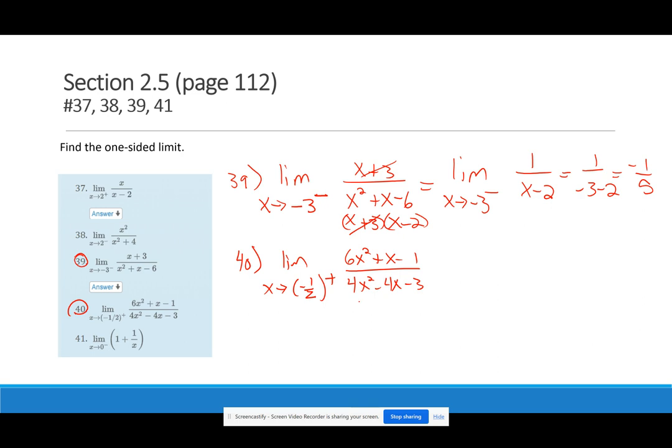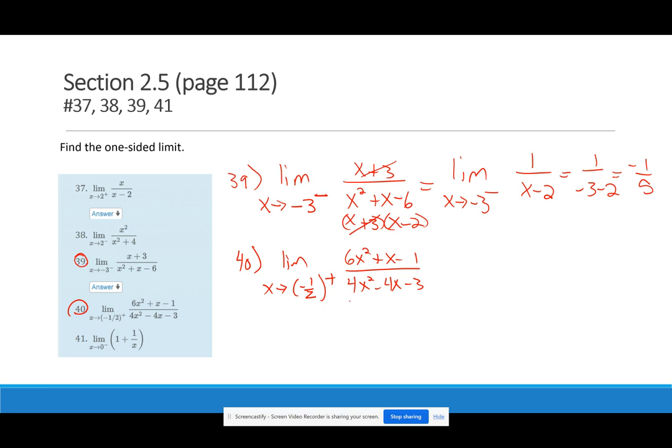So I'm going to think about that negative 1/2 going in there. I would get 4, negative 1/2 times itself would be 1/4, minus 4 times a negative 1/2 minus 3. So this would be 1 plus 2 minus 3. And there's that trouble spot, that 0 in the denominator. Okay, so let's try factoring.